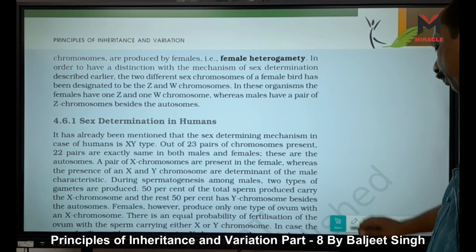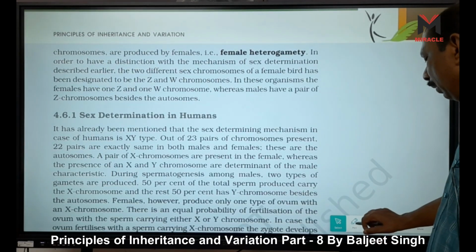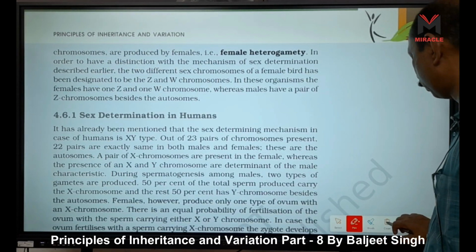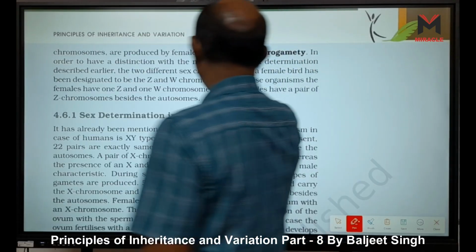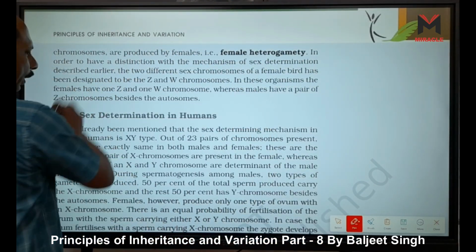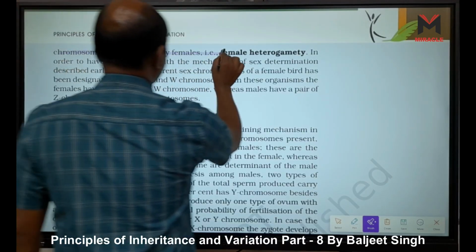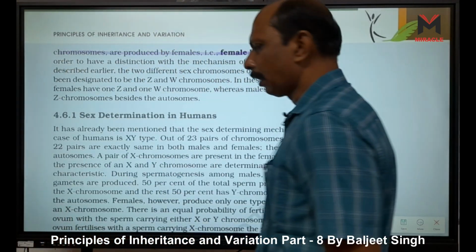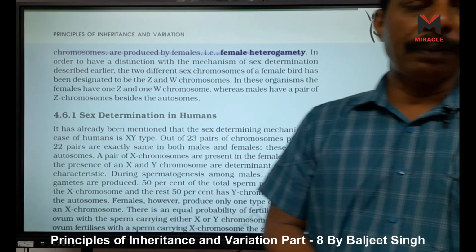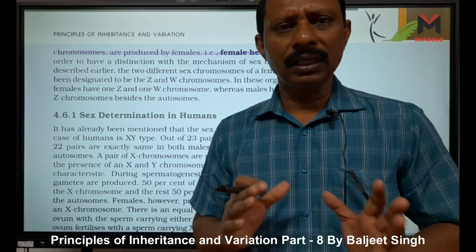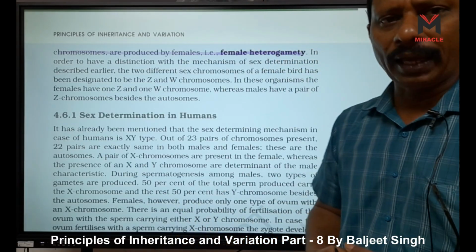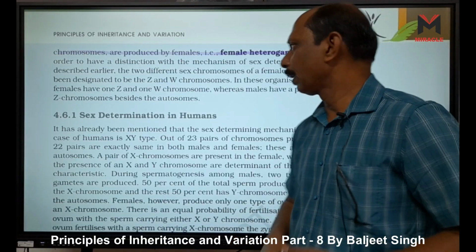by the females. That means this is female heterogamety. It is called female heterogamety because here the female produces two different types of gametes. The male produces only a single type of gamete, just the opposite of XX and XY.